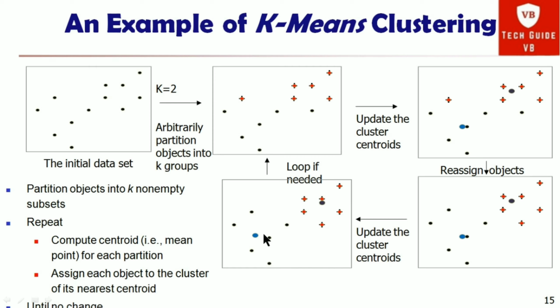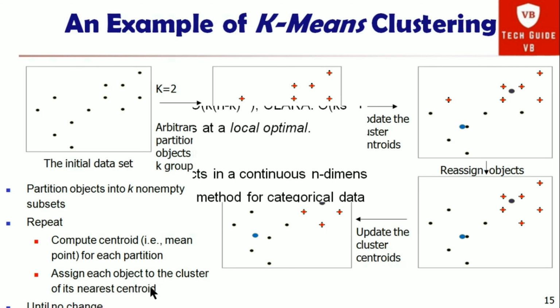If we do not find the same centroid or center point, then the loop continues, that is, we follow the second and third steps repeatedly. So partition objects into k non-empty subsets, and repeat this: compute centroids, and assign each object to the cluster of its nearest centroid until no change. So this is the example of k-means clustering. I hope you have understood the working of k-means clustering with the example.